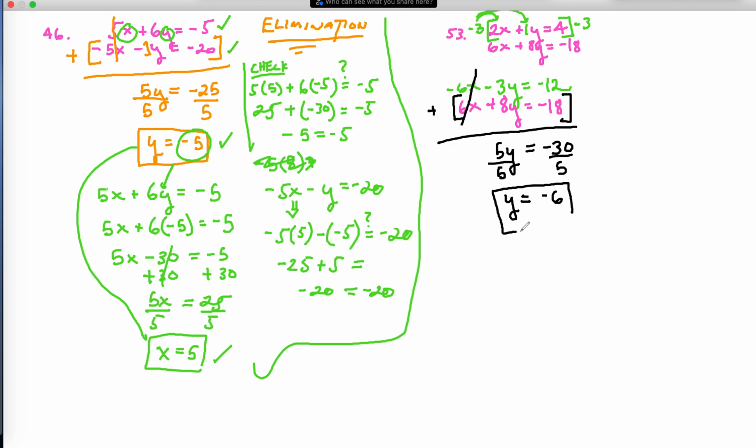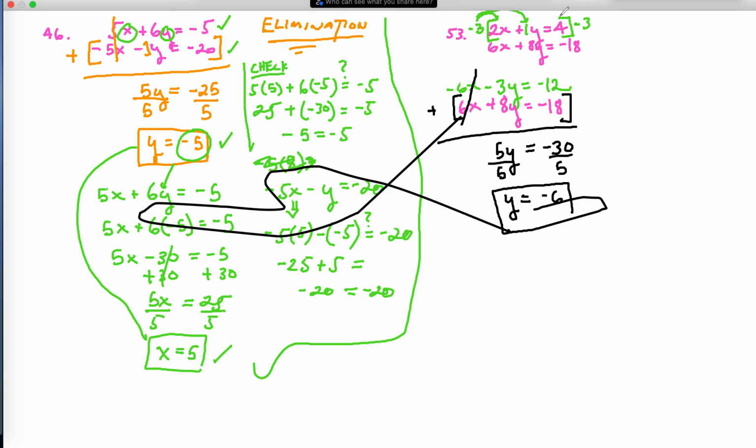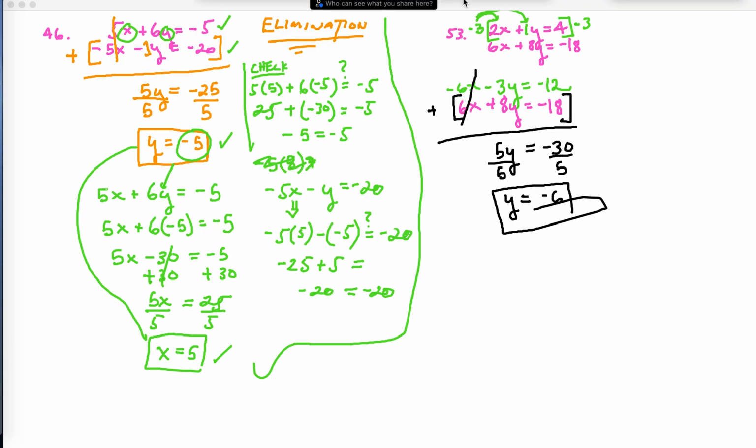And now that I have y as being negative 6, the software is malfunctioning. There we go. Okay. Wait, let's undo a little bit more.